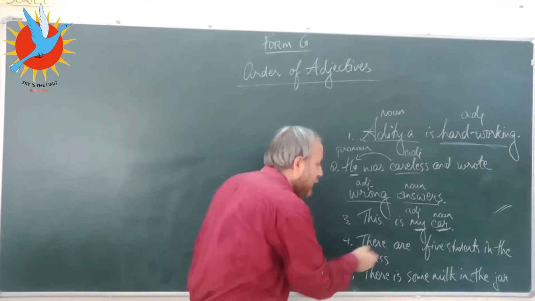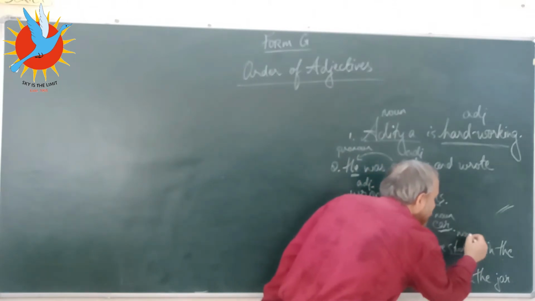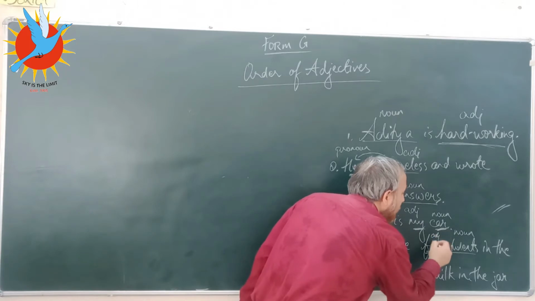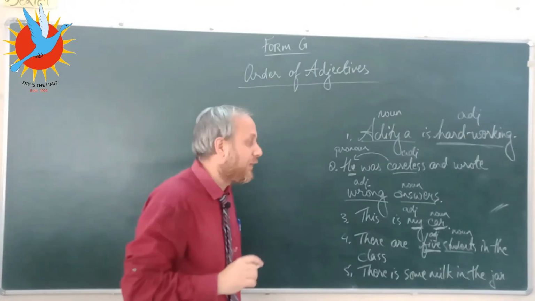There are 5 students in the class. So students is a noun, and 5 is what? An adjective of number. How many students are there in the class? There are 5 students in the class.